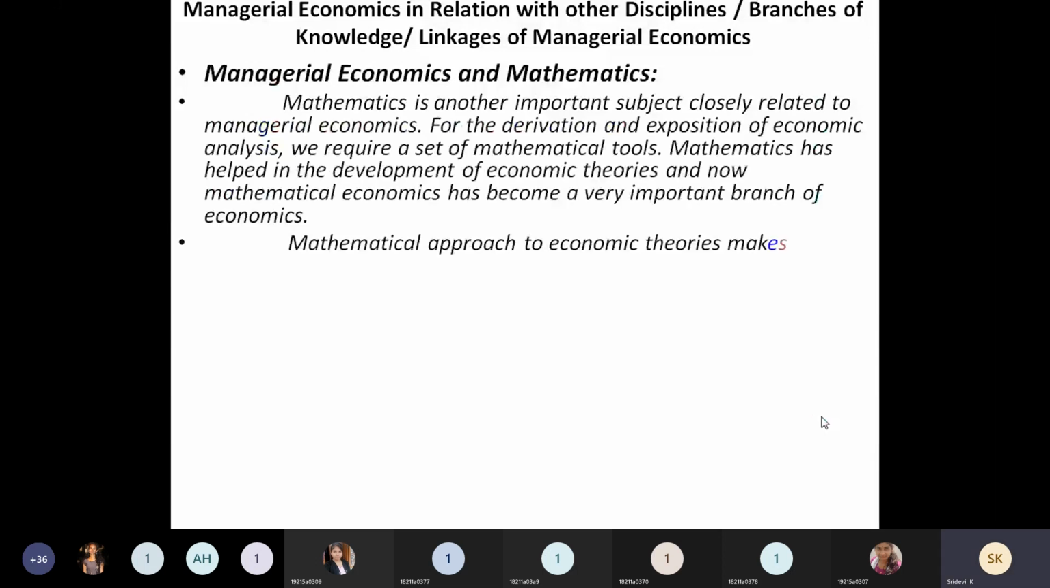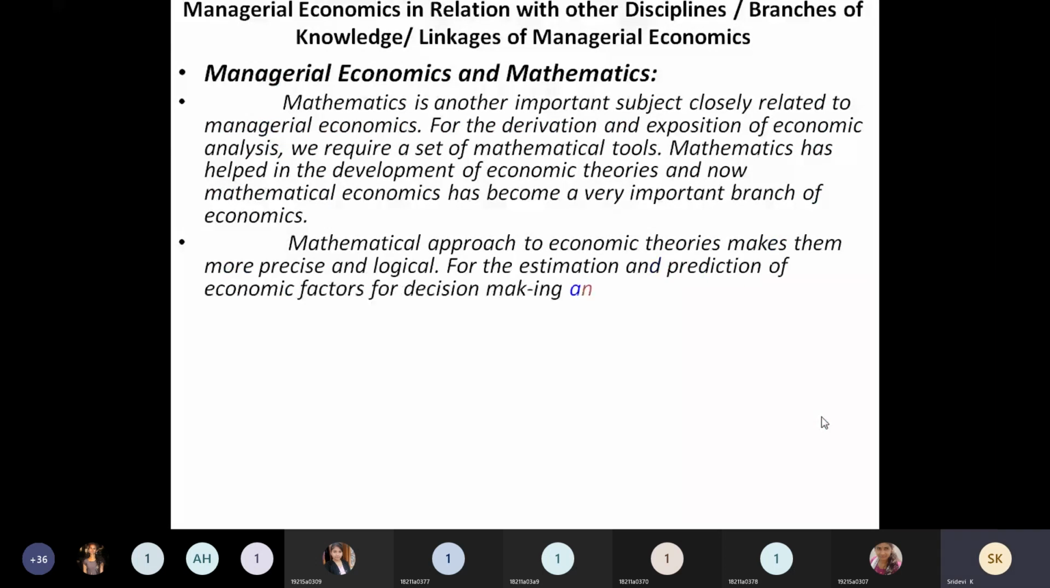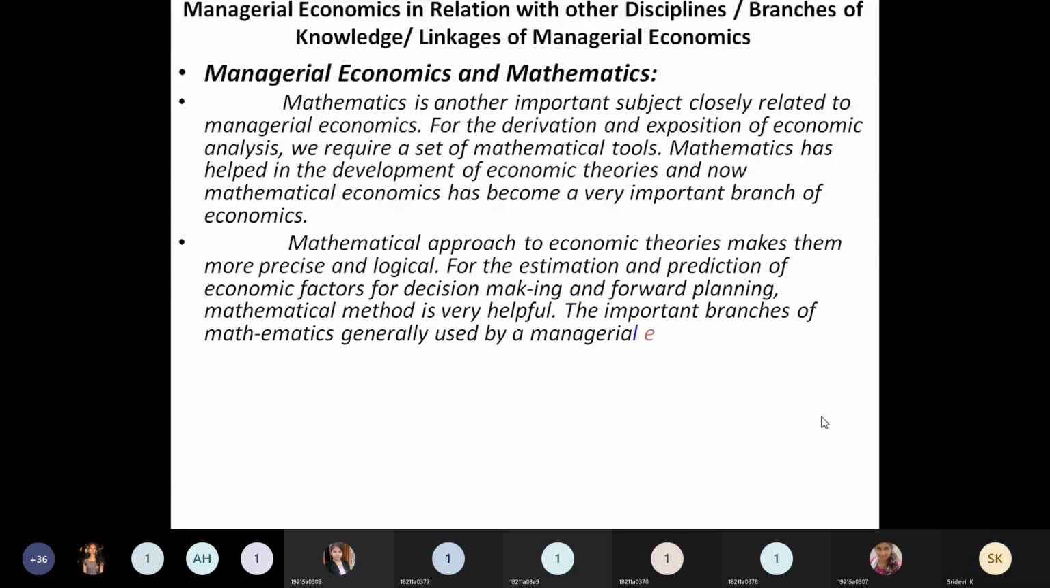Mathematics is one of the subjects that you are going to closely relate with managerial economics. You can apply all these theories, because you are going to create certain equations, mathematical equations, and we will see how they will be applied for your production analysis, demand analysis, etc.